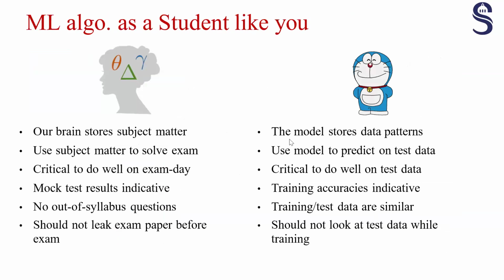So when you give the data to the model, it stores the data pattern, and you use the model to predict on the test data. Then you segregate the test data and check the accuracies between the training and the testing data, whether they are similar or not. If they are not good, you should train the model again, without actually seeing the test data. And it is similar with the human perspective, as I said in the exam example, right?